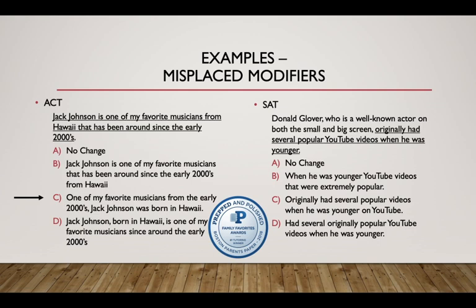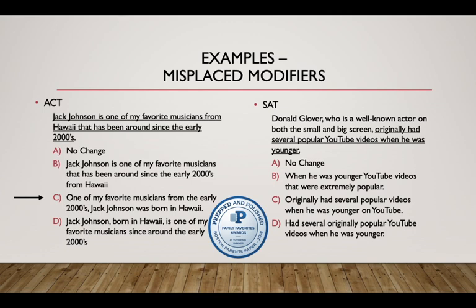Now, we're trying to put together the correct formation here. We have to look at what words are in which place. Because did he originally have or had several popular YouTube videos? Or was it originally had several popular videos when he was younger on YouTube? Or had several originally popular YouTube videos? Now, as I work through this sentence, again, I'm asking myself, what is the correct formation here? And it might take a little bit of work to eliminate some of them.